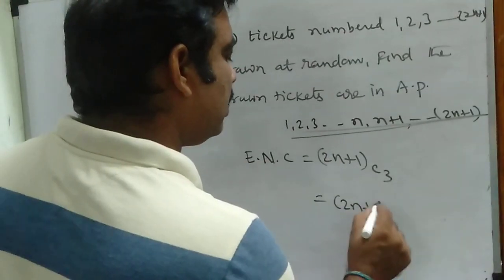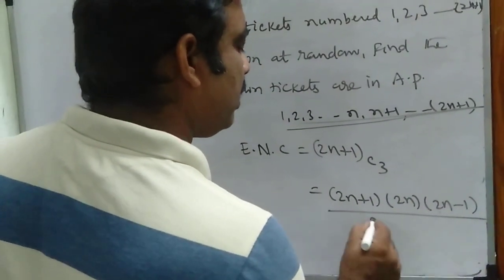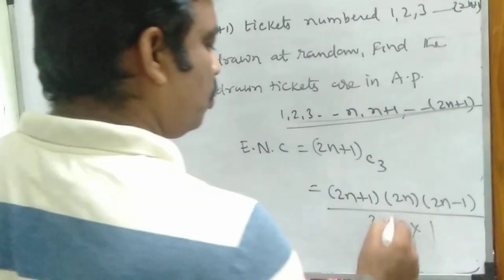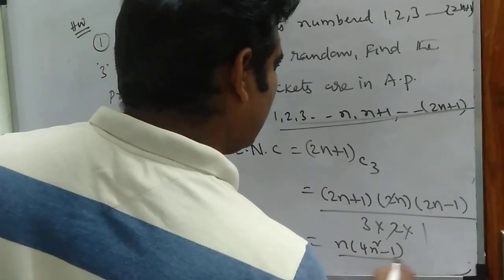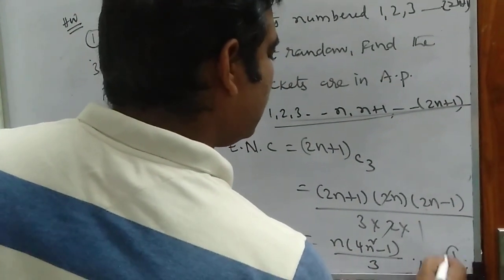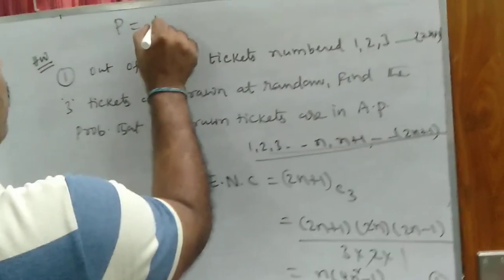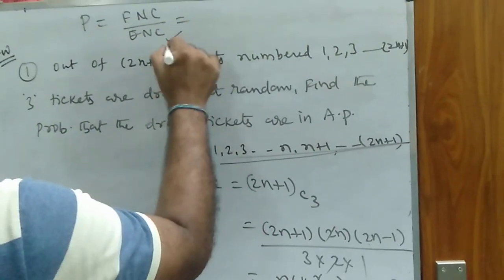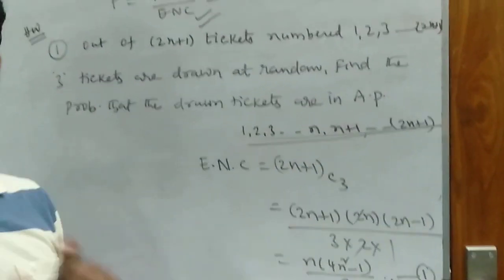That is (2n plus 1) into 2n into (2n minus 1) by 3 into 2 into 1. As we know the formula, on cancelling, n into (4n square minus 1) by 3. This is the exhaustive number of cases, the denominator. We know that the probability is favorable number of cases by exhaustive number of cases. So we have already reached the exhaustive number of cases, n into (4n square minus 1) by 3.